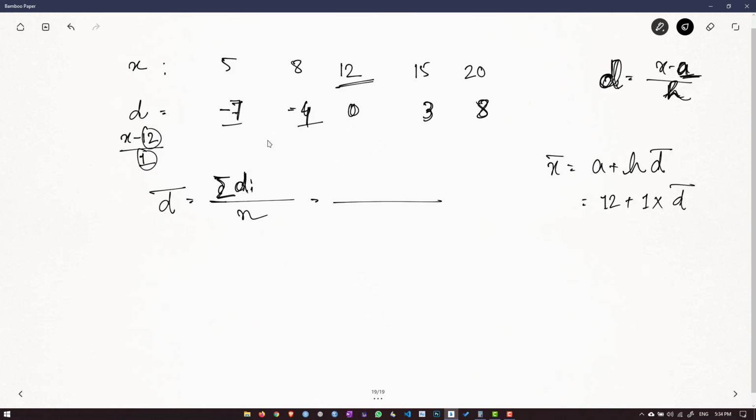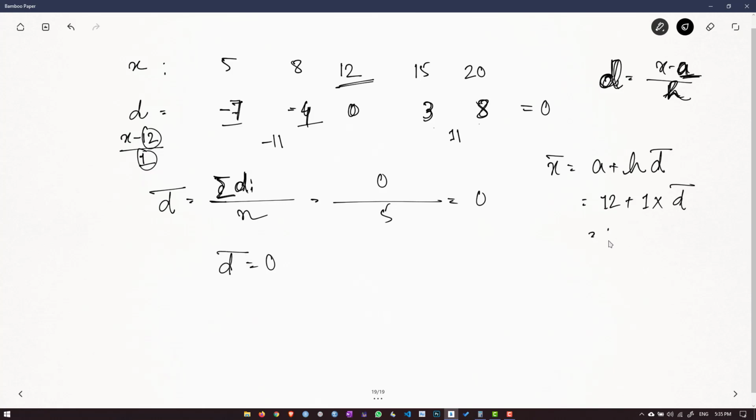So minus 7 minus 4 is minus 11, and 3 and 8 is 11. So 11 minus 11 will cancel out. So the total is 0, right? That means summation d is 0. Something divided by 5, 0 divided by 5 is again 0. That means d bar is equal to 0.